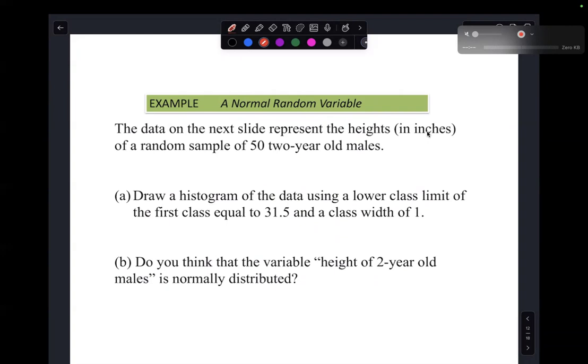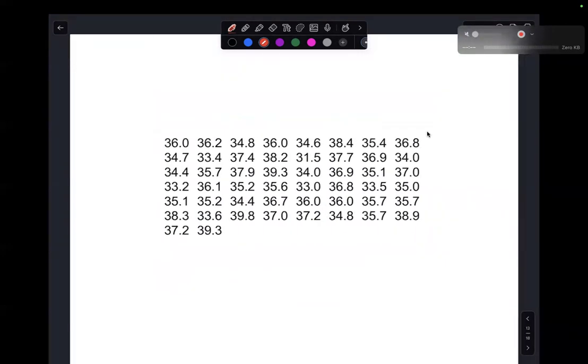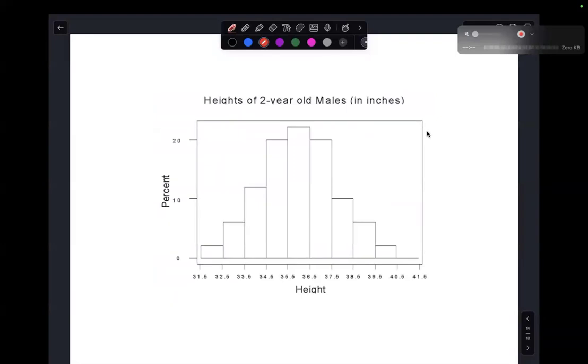Even though it says, do you think it's normally distributed? I probably wouldn't be using this as an example if it wasn't. So yes, it's going to be normally distributed. Here are the heights. We don't have to put them in the calculator or anything. Just marvel at how beautiful they are. Here's my histogram. So it is normally distributed.